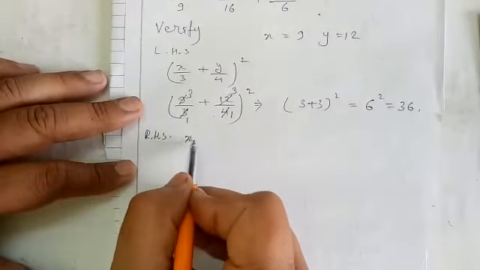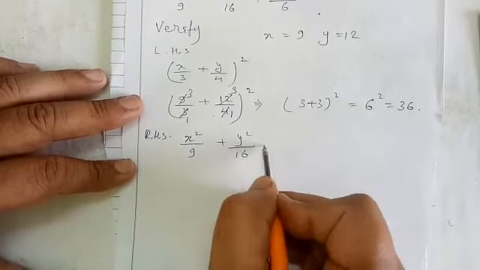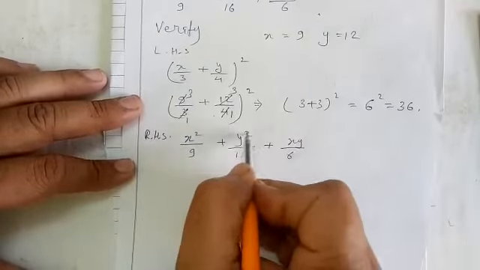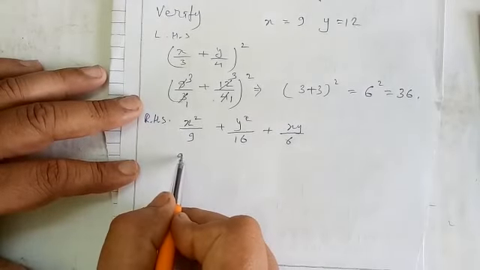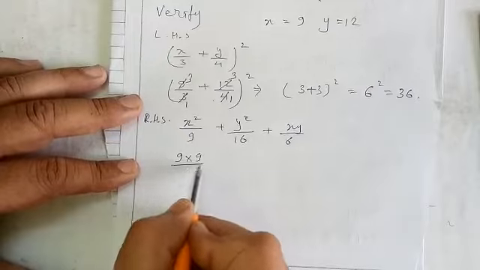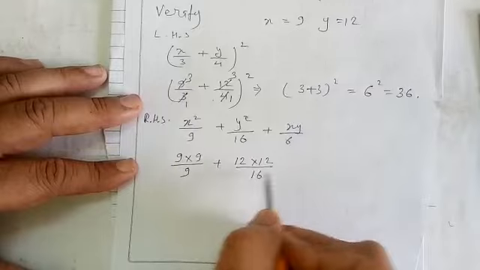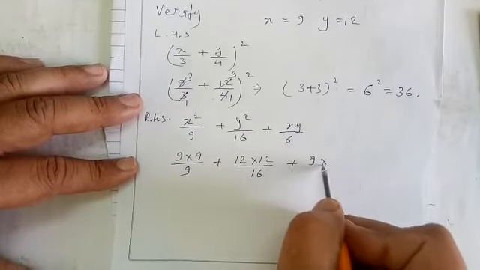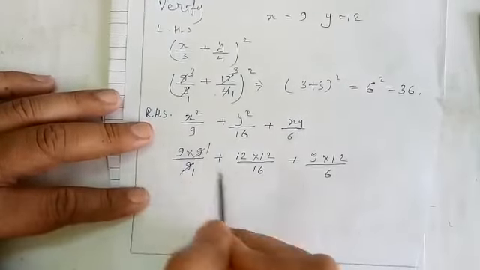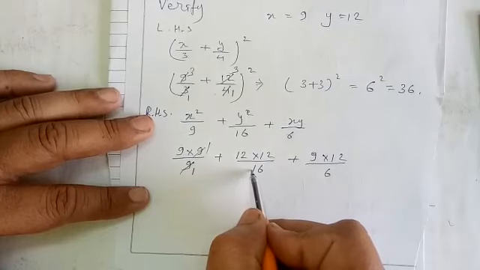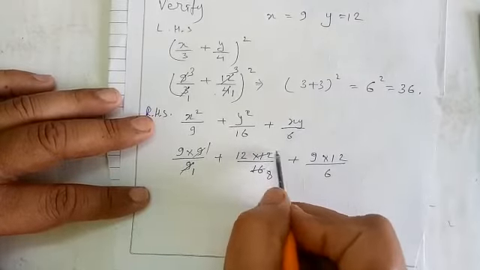The question what we got. Solution. X square upon 9 plus y square upon 16 plus xy upon 6. Here also the value of x is 9 and the value of y is 12. The value of x is 9 square, that means you can write 9 into 9 upon 9, plus the value of y square means 12 into 12 upon 16, plus the value of x, 9 into 12 upon 6. You can cancel it. 9 1s are 9, 1s are. Now you can cancel it with the table of 3 or with the table of 2. 2 8s are 16, 2 6s are 12.